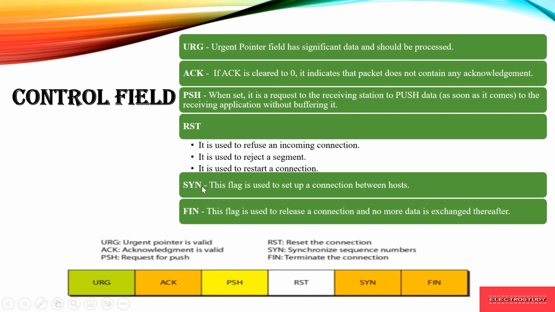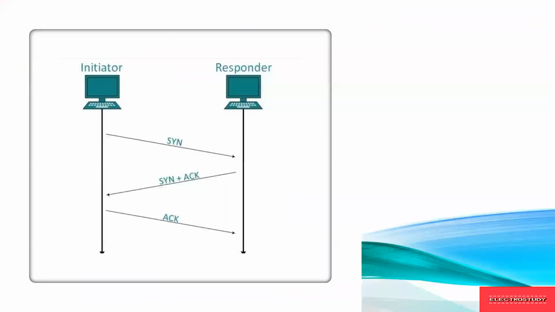SYN. So this is synchronization. This flag is used to set up a connection between the hosts. It will synchronize both the ends. And FIN. This flag is used to release a connection and no more data will be exchanged. That is, it is a termination of the process. Got it? So this is the control field that is available in the TCP header.